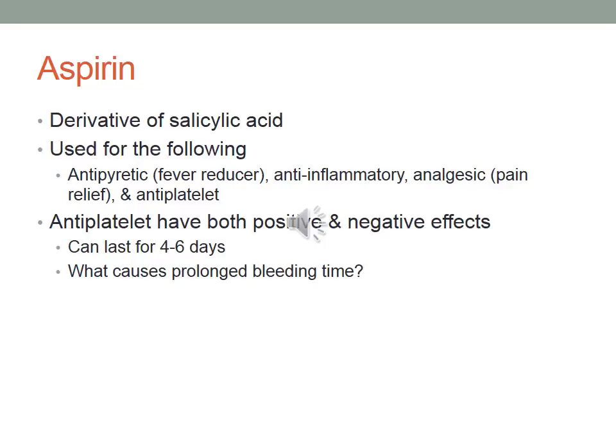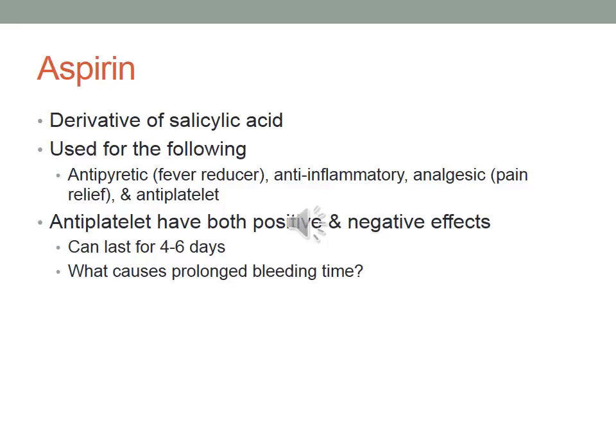So aspirin is a typical anti-inflammatory drug. It's a derivative of salicylic acid. Its uses: fever reduction, anti-inflammatory, analgesic pain relief, and antiplatelet properties. A lot of people will take low-dose aspirin who are at risk for heart attacks. So the antiplatelet properties, if you will, thin the blood and prevent issues with that. The antiplatelet effect can have both positive and negative effects.